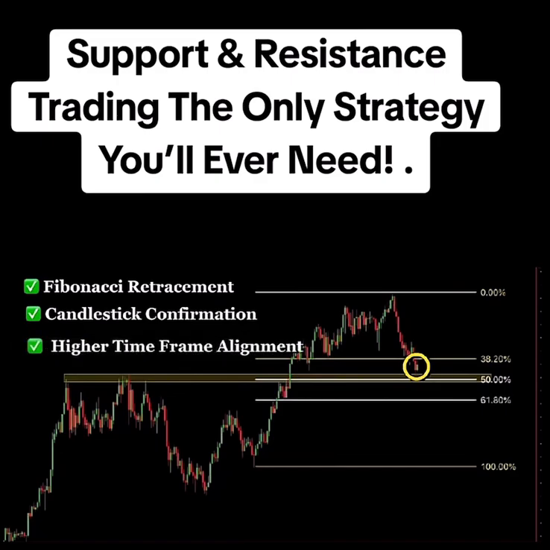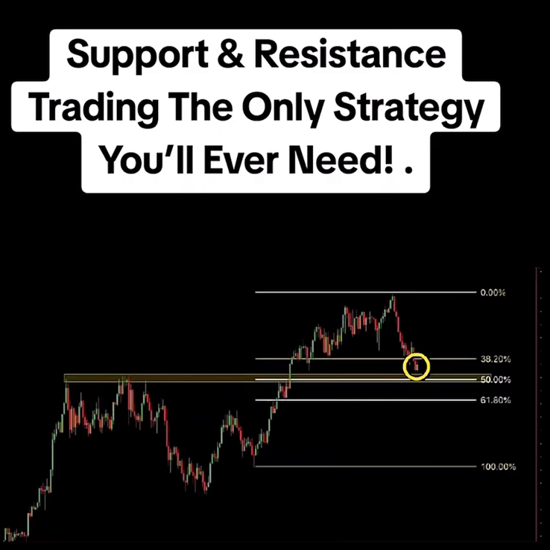Higher time frame alignment: since this trade is on the 15 minute chart, we need to check the higher time frame, the 1 hour chart, to confirm that the trend is up, ensuring alignment with our trading time frame. When price pulls back and rejects the old resistance as new support, this is where we enter a buy trade. Once we have all the confirmations, we set up our trade.